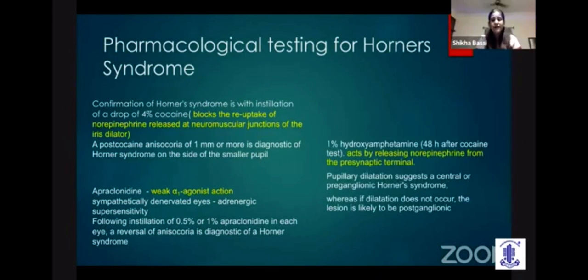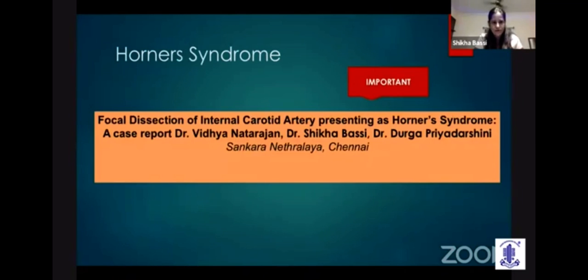How do you localize the lesion? You can use 1% hydroxyamphetamine eye drops. They act by releasing norepinephrine at the presynaptic terminal. So if the postganglionic neuron is dead, then obviously it will not dilate. Hence, if the pupil is dilating, then you can localize the lesion to the first or second order neuron.